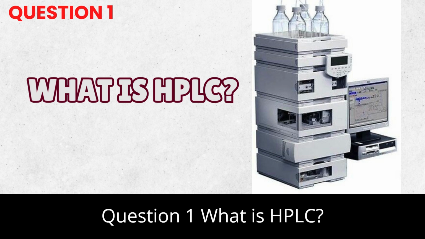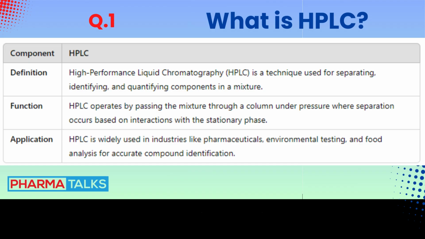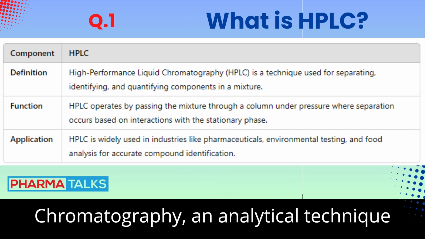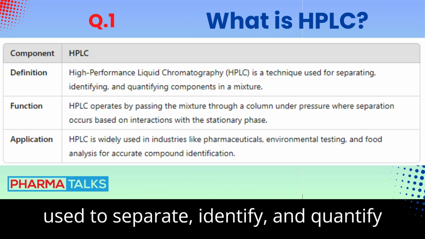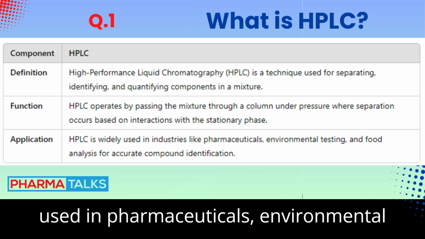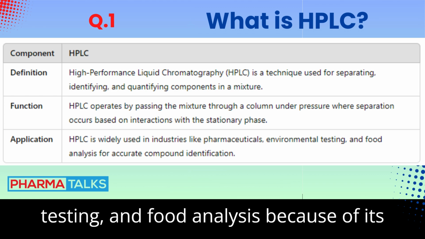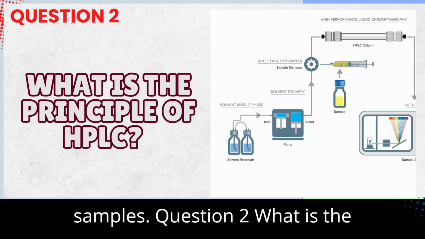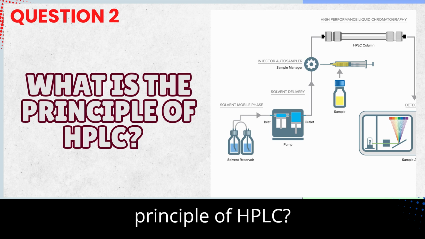Question 1. What is HPLC? Answer. HPLC stands for High-Performance Liquid Chromatography, an analytical technique used to separate, identify, and quantify components in a mixture. It is commonly used in pharmaceuticals, environmental testing, and food analysis because of its precision and ability to handle complex samples.